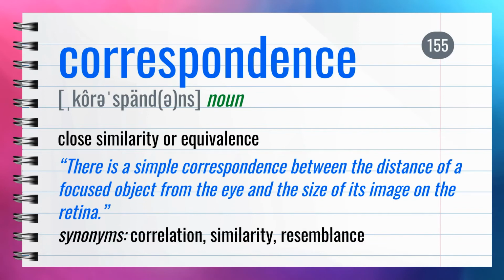Correspondence. Correspondence means close similarity or equivalence. For example, there is a simple correspondence between the distance of a focused object from the eye and the size of its image on the retina. Synonyms: correlation, similarity, resemblance.